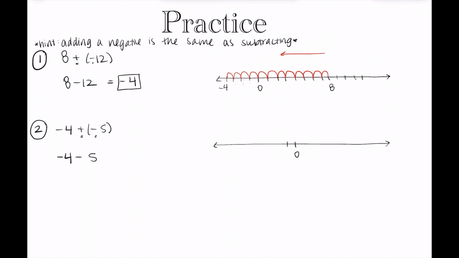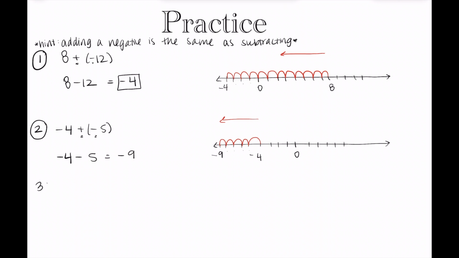So we'll draw out our number line. The negative 4 is our starting point. We are subtracting, so that is our direction. We will be moving left, and we will be moving left 5 units. When we move left 5 units, we end up at negative 9 if you count all the way out. So negative 9 would be our answer for number 2.